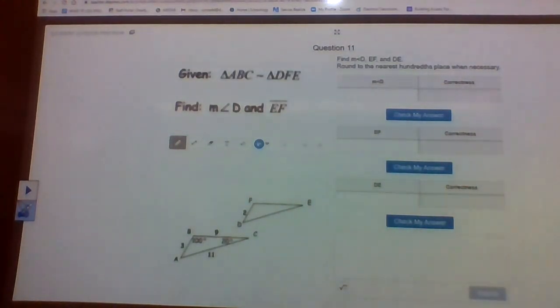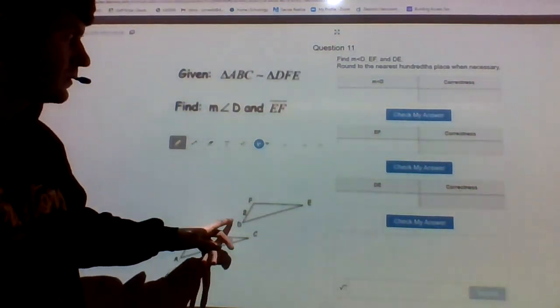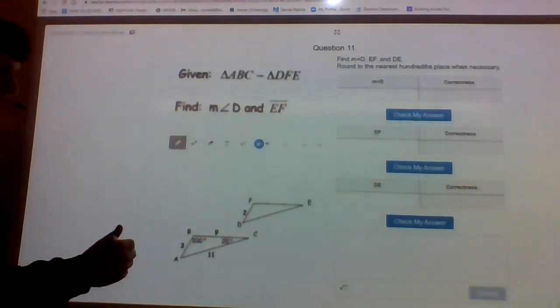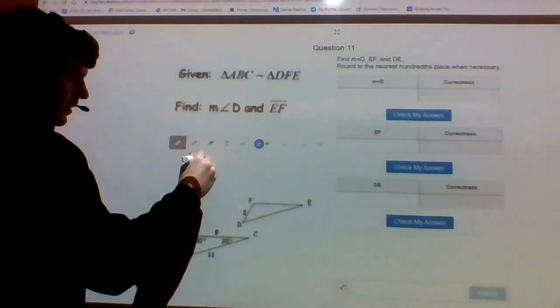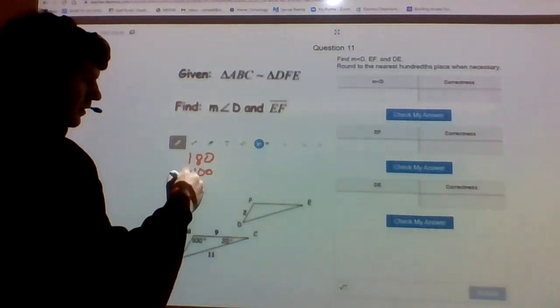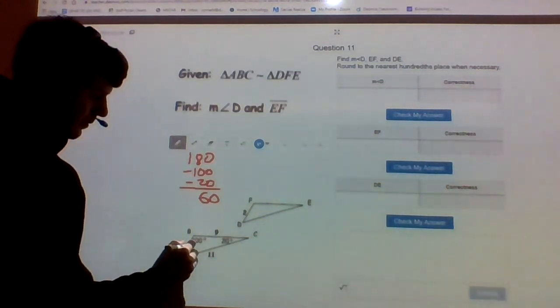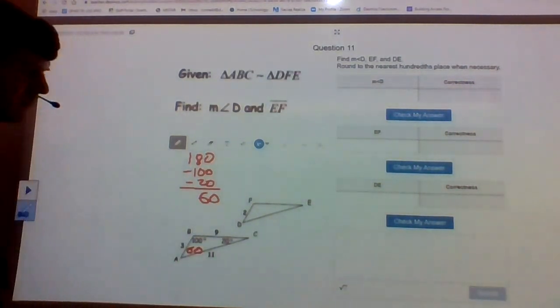Okay, find the measure of angle D and the length of segment EF. Triangle ABC is similar to triangle DFE. We have two angles here, so I like to do the angles first. 180 minus 100 minus 20, that's minus 120, is going to give us 60. So the measure of angle A is 60.